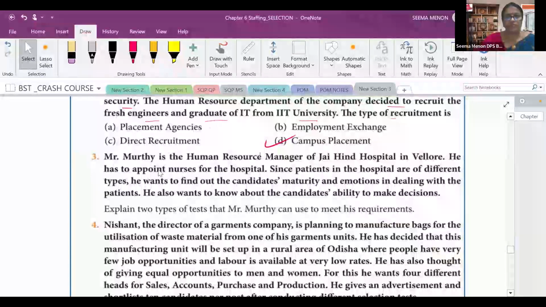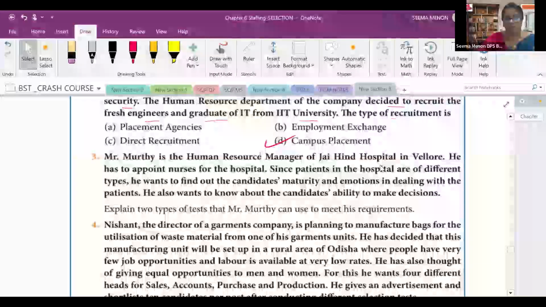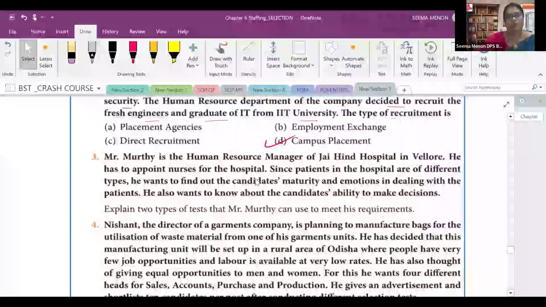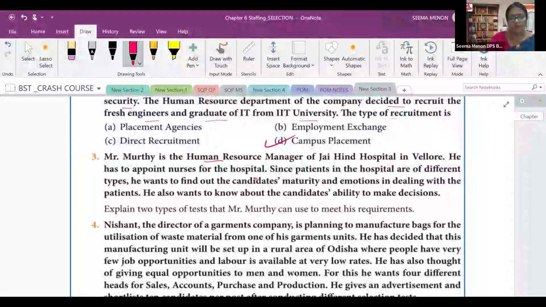Next one. Mr. Murthy is the human resource manager of Jai Hind Hospital in Vellore. He has to appoint a nurse for the hospital. He is from the HR department. He is the HR manager. Since patients in the hospital are of different types, he wants to find out the candidate's maturity. Definitely maturity is one of the very important aspects while we select employees. And emotions in dealing with the patients. He also wants to know about the candidate's ability to make a decision. Ability to make a decision, one of the important aspects, their maturity, emotion.